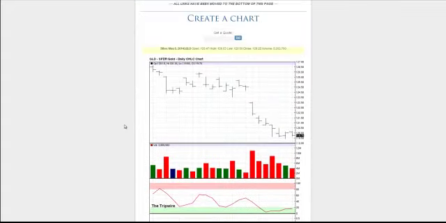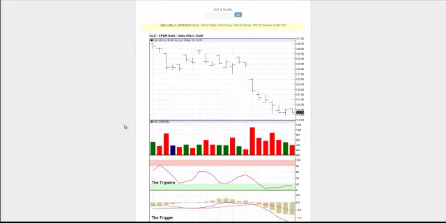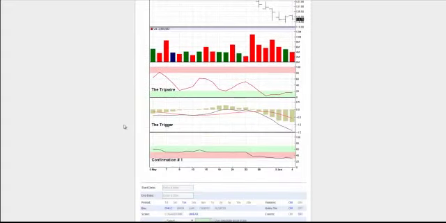So what we're doing is we're waiting for that momentum to begin to build and this confirmation to move back into the green. And when that occurs, it's going to be a perfect time for many investors to begin piling in to gold, preparing for a multi-year bull run.